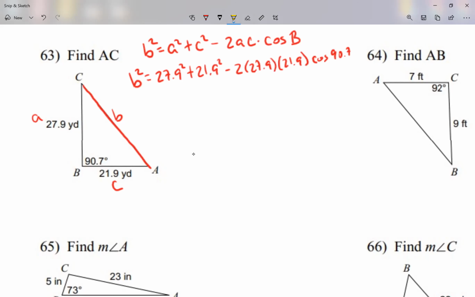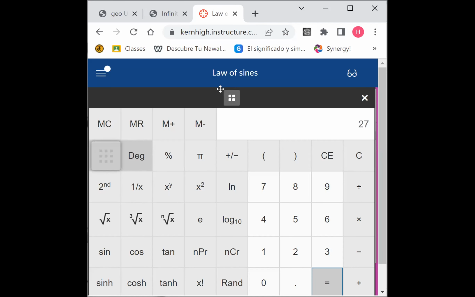It's a lot to type. More likely my calculator is not going to accept it all. So I'm just going to type this part, then I'm going to press equal, and then I'll type in the rest. So I'm going to type this in two parts. Okay, so let's take a look at my calculator. 27.9 squared plus 21.9 squared. Then I said I was going to press equal. And then I'm going to continue typing it.